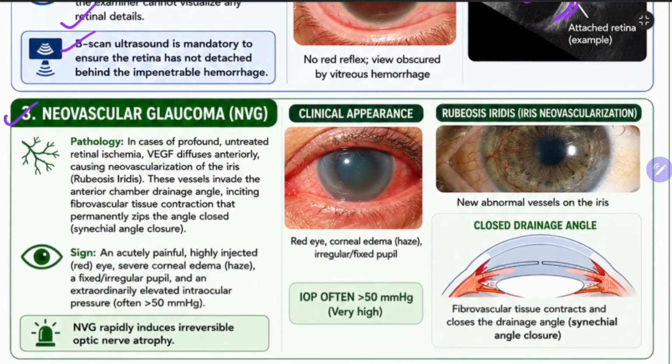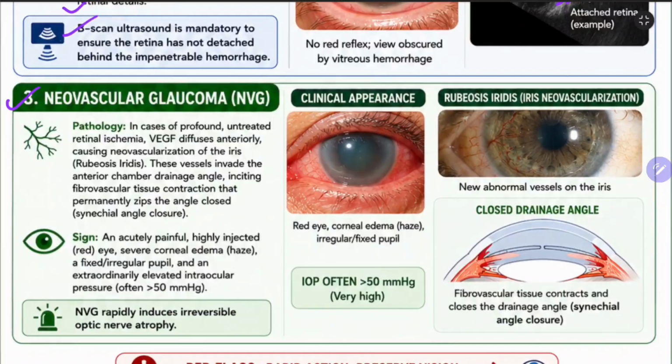Okay. Neovascular glaucoma. The patient will present with pain in one eye, dilated pupil, and reddish discoloration of the sclera. This will be the presentation of the patient. An acutely painful, highly injected, meaning red eye, severe corneal edema, a fixed irregular pupil which is not responsive to light, and an extraordinarily elevated intraocular pressure. So this will be the presentation of the patient.